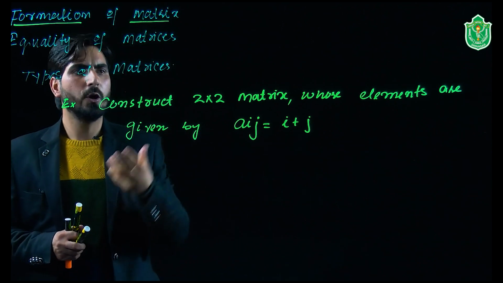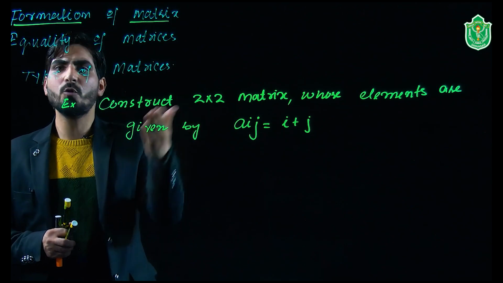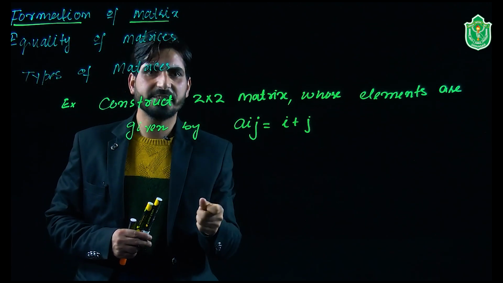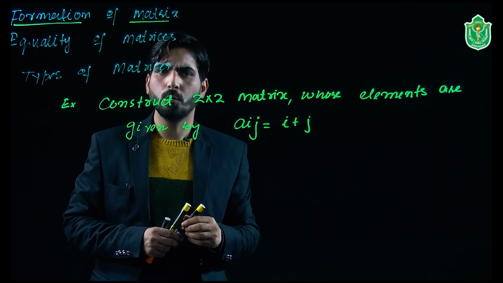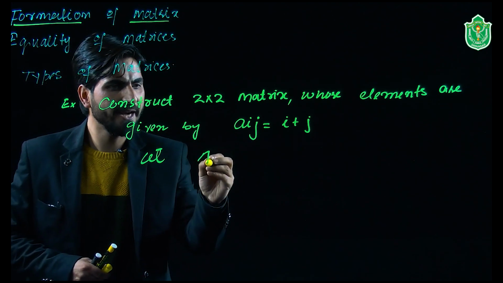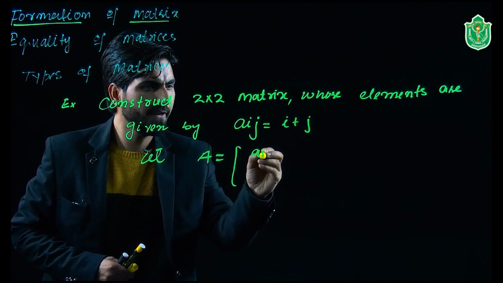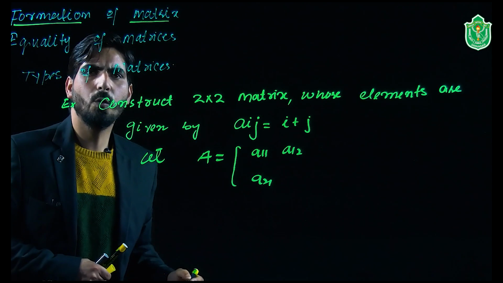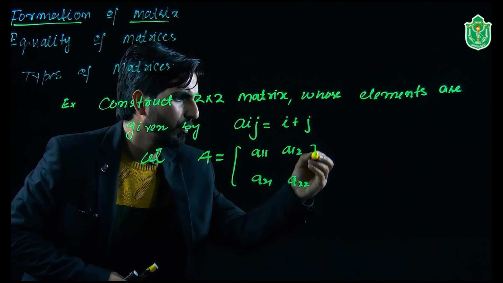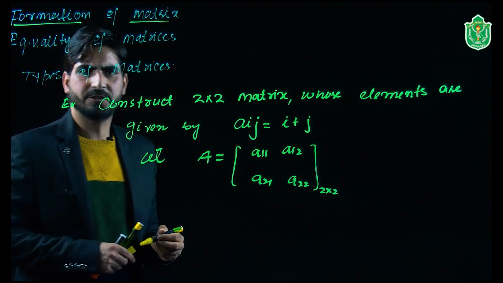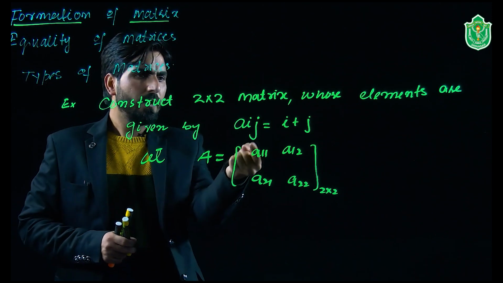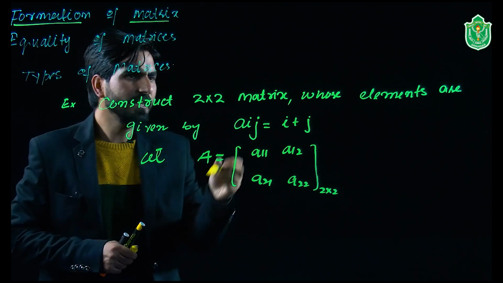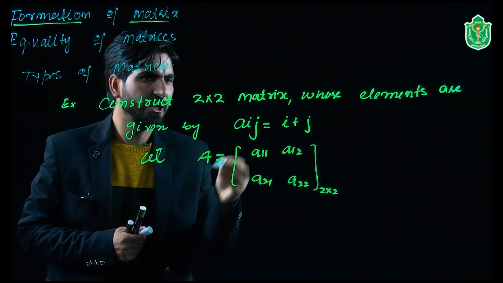Now what we have to do, we have to construct a 2 cross 2 matrix. That means we have to form the matrix containing 2 rows and 2 columns. Let's suppose the matrix A is A11, A12, A21 and A22. Suppose this is our matrix 2 cross 2. Now we have to find the value of A11. This is the given information here, Aij.